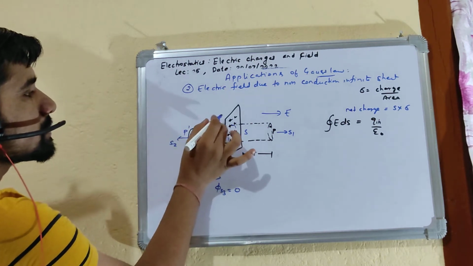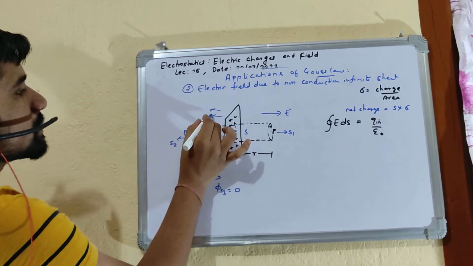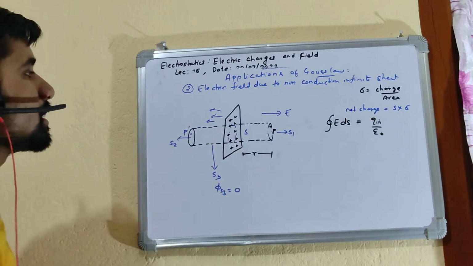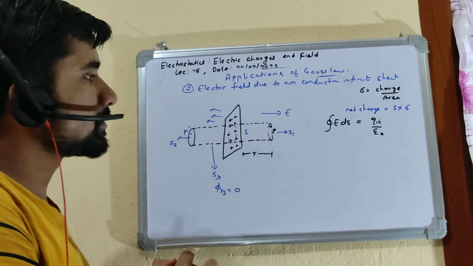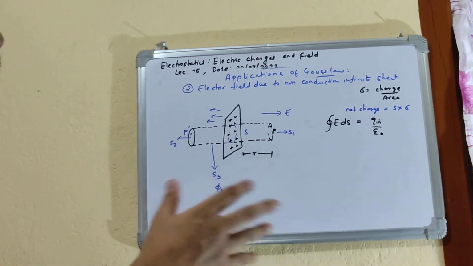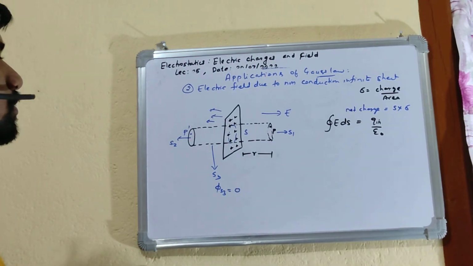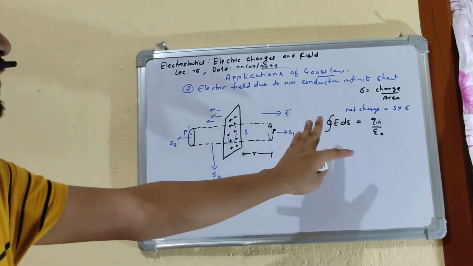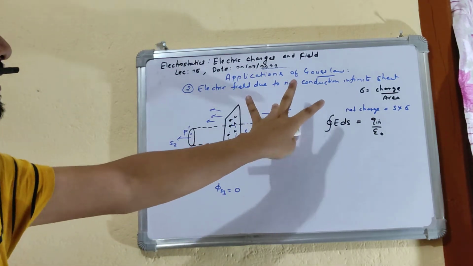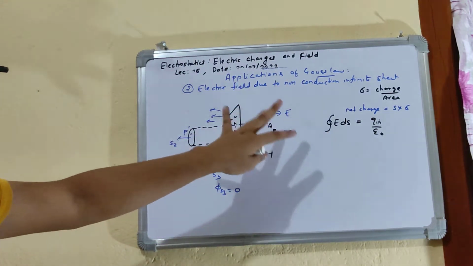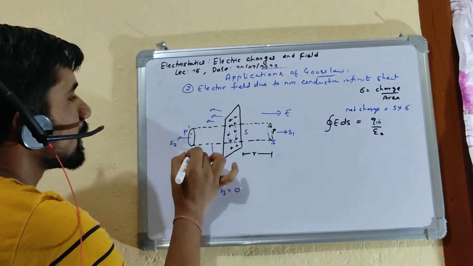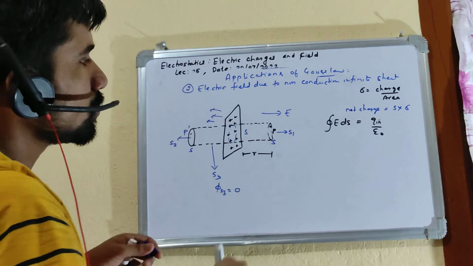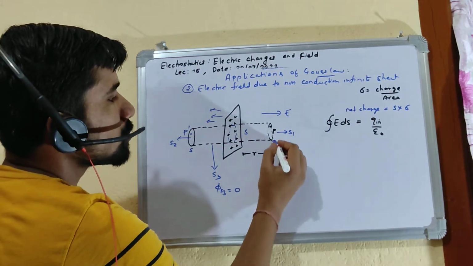And since this is an infinite non-conducting sheet, it will have field in both directions, right? So it will emit electric fields in both directions. So net flux will be the field into this surface, and the field into this surface. So I assume that this surface is S and S like this, right? So net flux through S1 will be what?